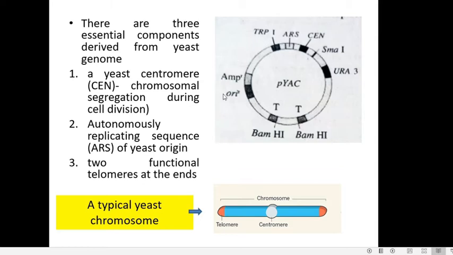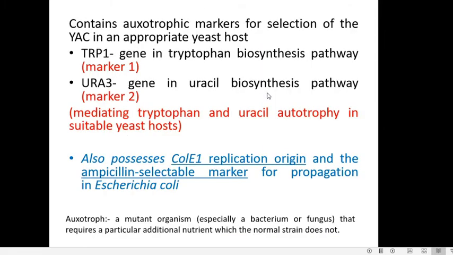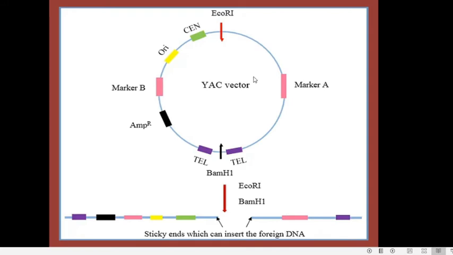Now it is equipped with all the sequences which will enable it to act as a vector either in a yeast cell or in a bacterial cell. Such an equipped vector is this YAC. Now, you can see the YAC vector where you have a marker B, which can be the URA3 gene, and marker A, which can be the TRP1 gene. Then you have a cutting site for EcoRI, a centromere sequence, the ORI, then the ampicillin resistance gene, the telomere sequences, etc.